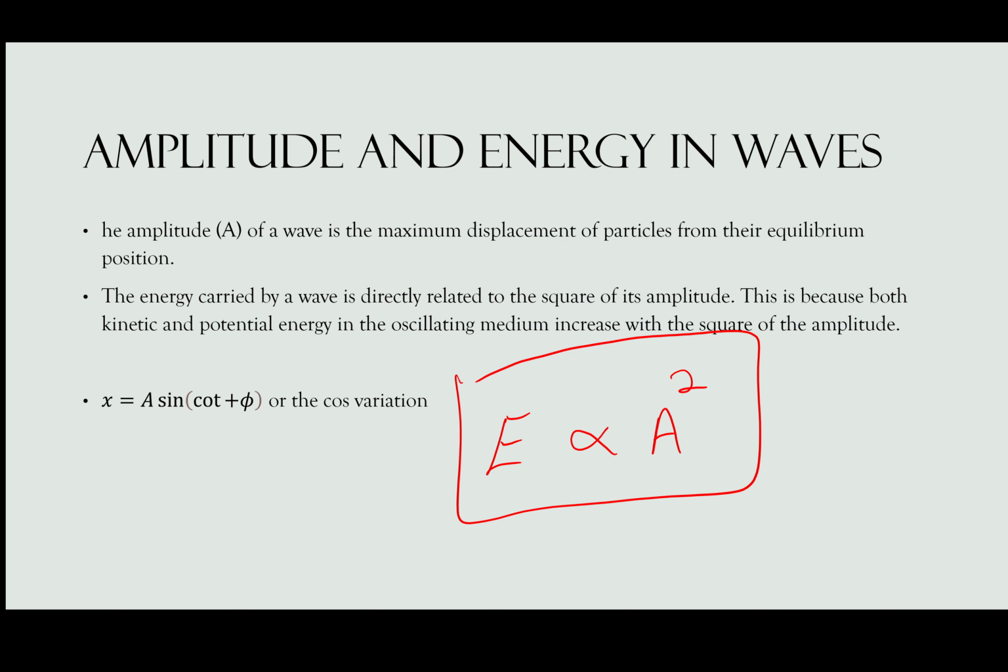So the energy of a wave system is directly proportional to the amplitude squared. This is just something I want you guys to know because the syllabus asks us to look at amplitude and wave energy in systems, and this is the relationship we're looking at. E is proportional to A squared, right? Energy is directly proportional to the amplitude squared.